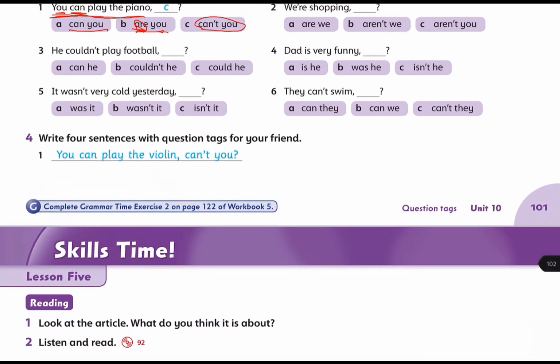Number 4, write 4 sentences with question tags for your friend. Please, it's also homework. Write it in your notebook.